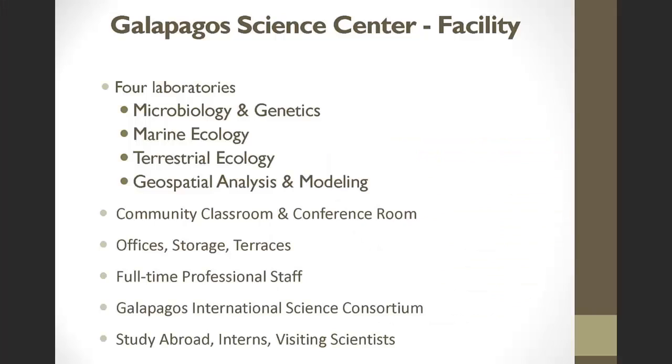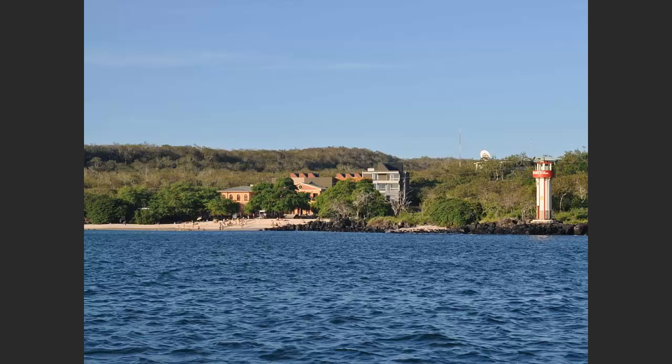It has basically 4 laboratories, a microbiology and genetics laboratory, marine ecology, terrestrial ecology, and spatial analysis and modeling. It has other things in there as well. We do have a lot of interns, visiting scientists. We've created this international science consortium that involves institutions in Asia and Germany and Australia so far, and America as well. But it's a wonderful place to try to understand a special place.